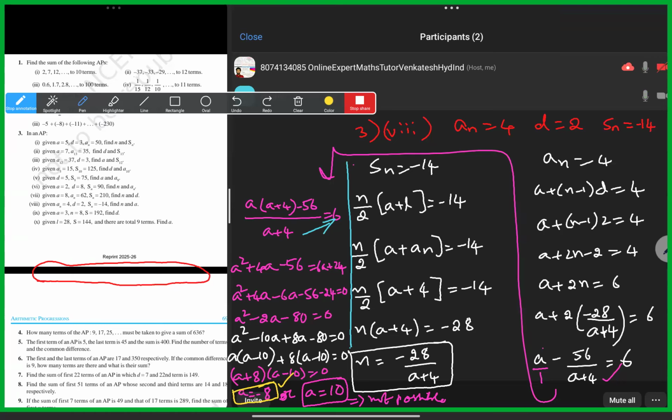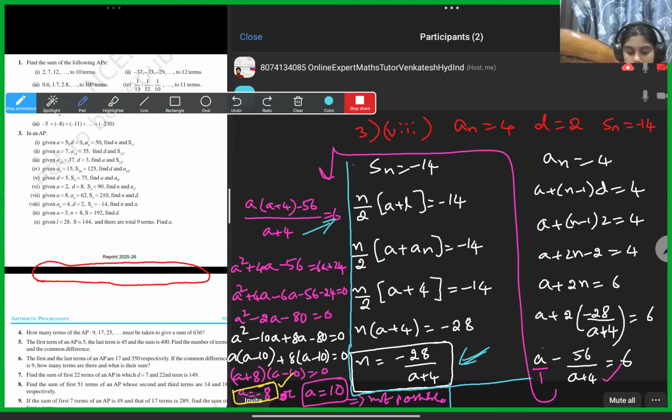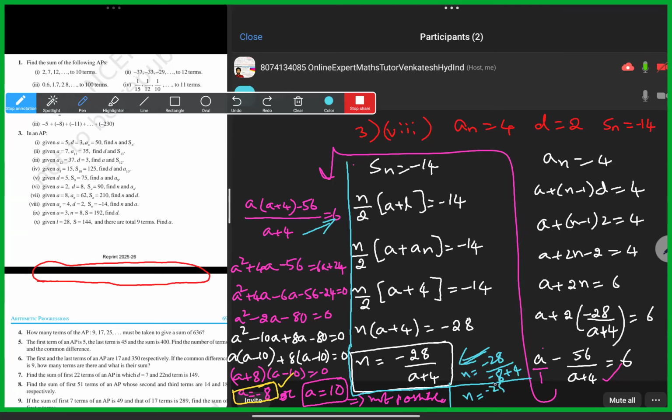Okay, Hasni, now I'll find out n also. Using the formula for the sum, we can substitute to get n. So n is equal to minus 28 by a plus 4, where a is minus 8. N is equal to minus 28 by minus 8 plus 4, which is minus 4, Hasni. So n is equal to 7.